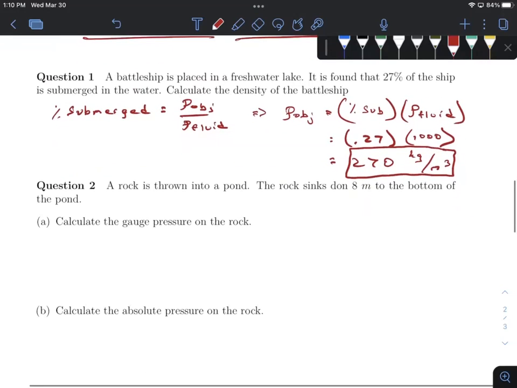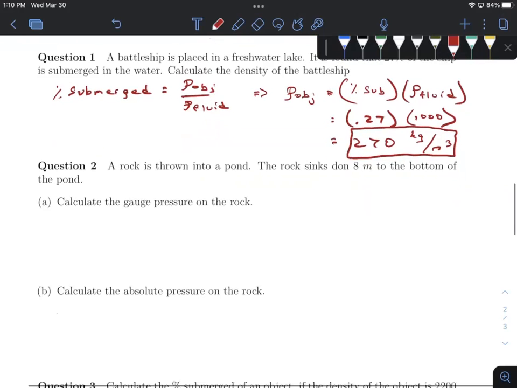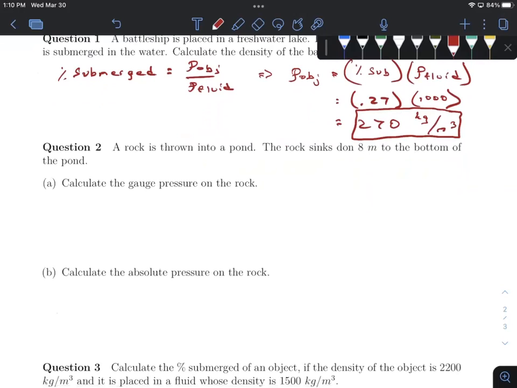All right. Next question. A rock is thrown into a pond. The rock sinks down 8 meters to the bottom of the pond. Okay. And we want to know what's the pressure on the rock, but we're asked two different ways.